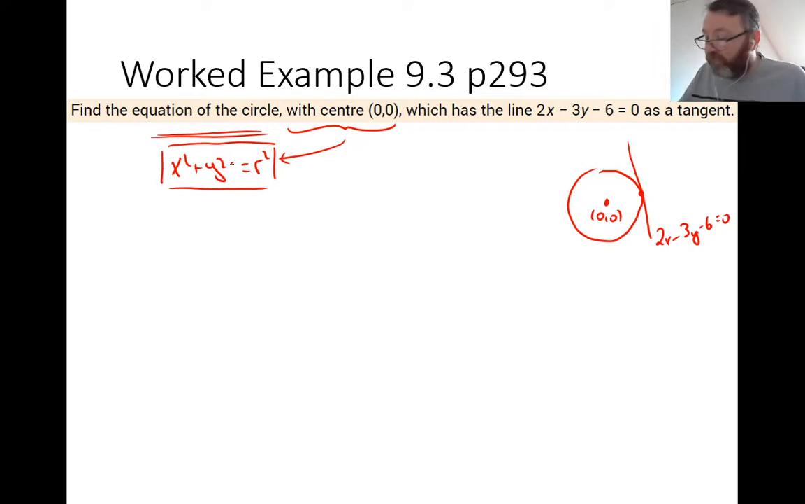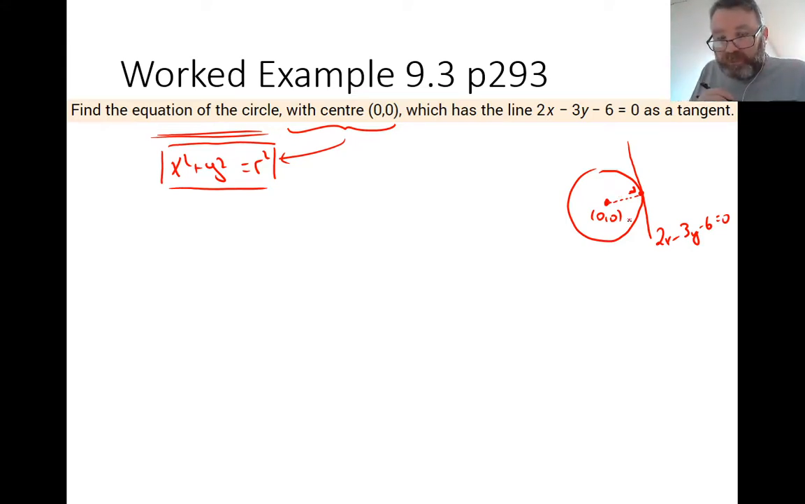And I want you to take a look at this very carefully. The point 0, 0 and the tangent have a relationship between them. If you join 0, 0 to the point of contact, you get a radius. And as I told you already, a radius is always perpendicular to a tangent. Now, what does that mean? In this question, we have a point which is perpendicular to a line.